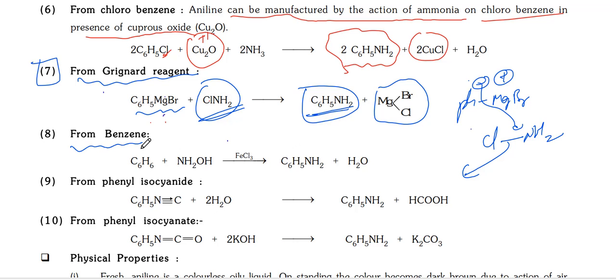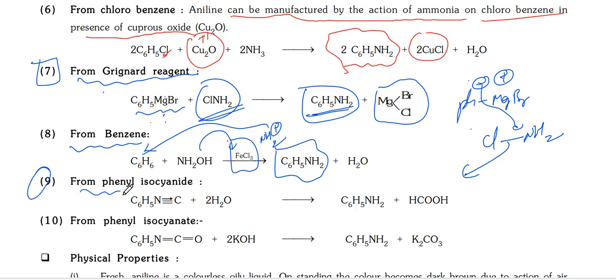Next, from benzene. This FeCl3 takes the negative part, that means OH minus, so generating the NH2 plus electrophile. This attacks the benzene ring and forms aniline. It is like Friedel-Crafts alkylation and acylation.